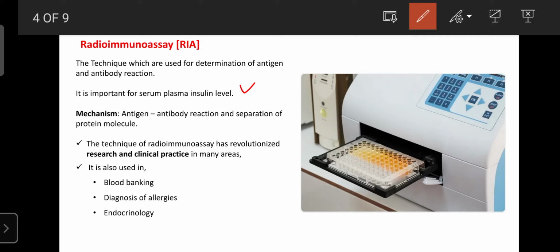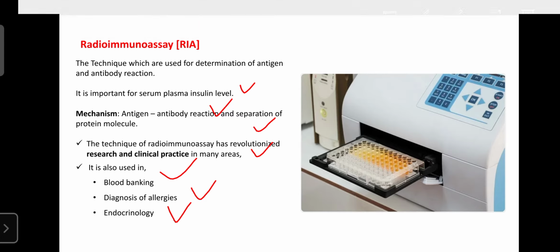That is the mechanism. It is based on the antigen antibody reaction, and here the protein molecules can be separated. This technique of radioimmunoassay has revolutionized research and clinical practice over many years. It is commonly used in research as well as in clinical practice. It is also used in blood banking, in the diagnosis of allergy, and in the diagnosis of various endocrine disorders. It is even helpful for noting the normal functions of the endocrine system. So it is based on the immunoassay.